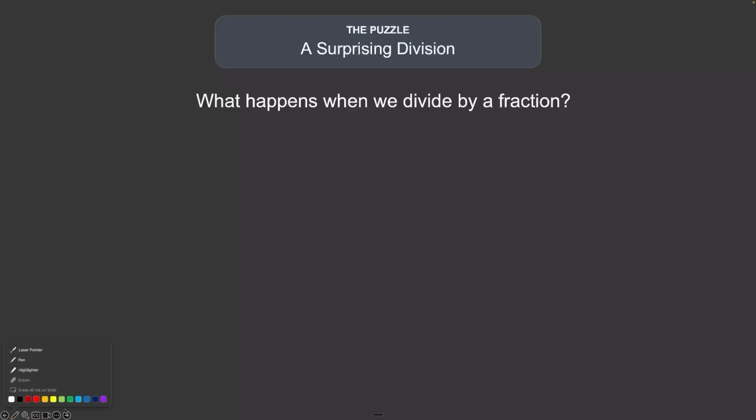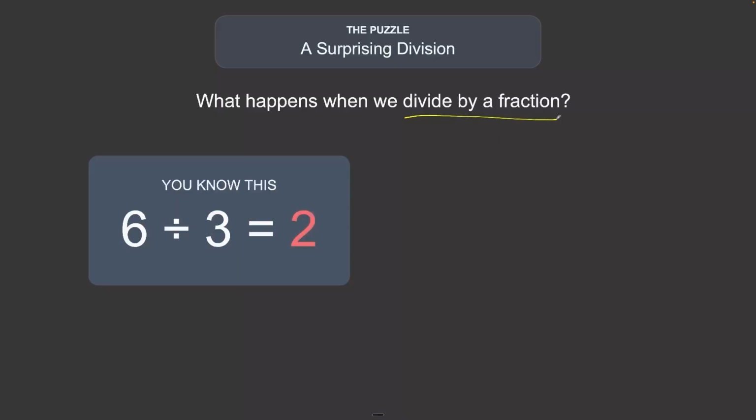Hey there, you already learned about multiplication. And of course, you've learned about division. But have you learned how to divide by a fraction? What happens when we divide a number by another fraction?